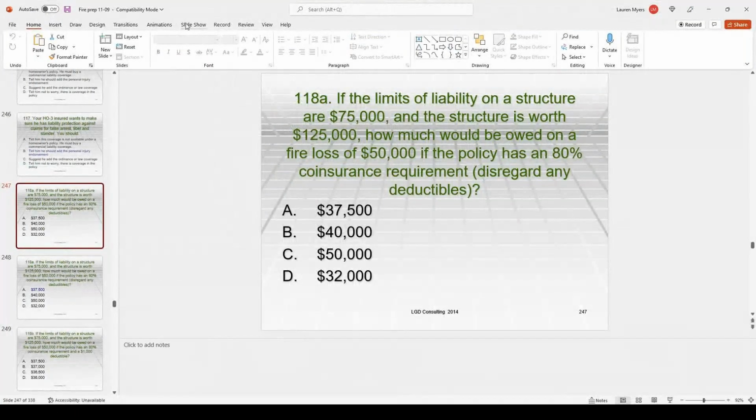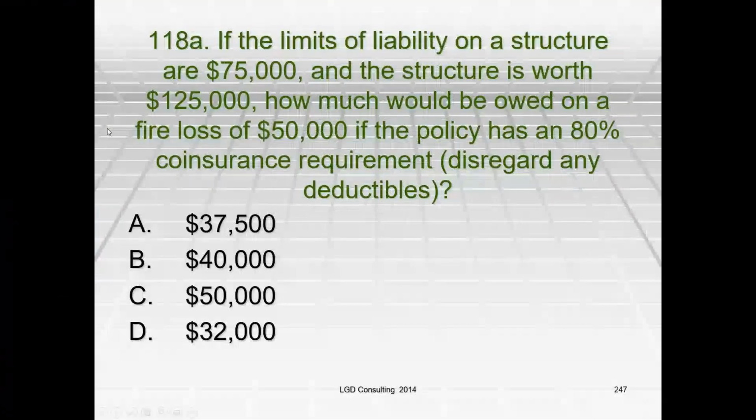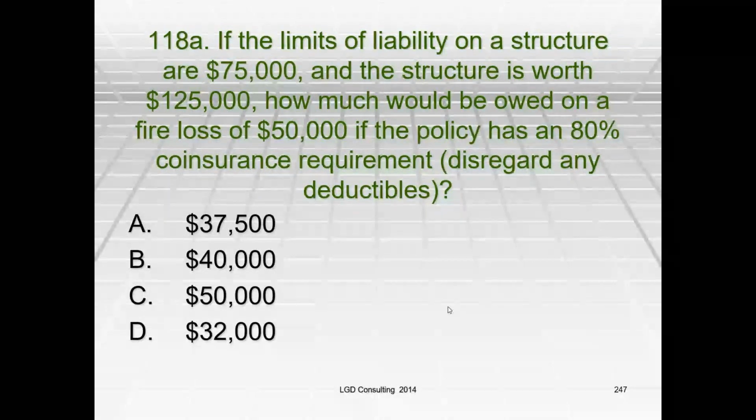Let's try this. All right. So it's going to be something like this, right? If the limits of liability on a structure are 75,000 and the structure is worth 125,000, how much would be owed on a fire loss of 50,000 if the policy has an 80% coinsurance requirement and disregard any deductibles?